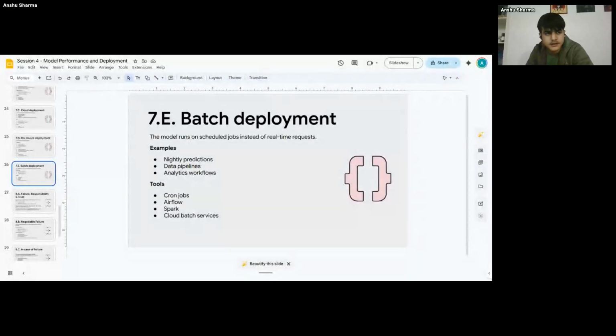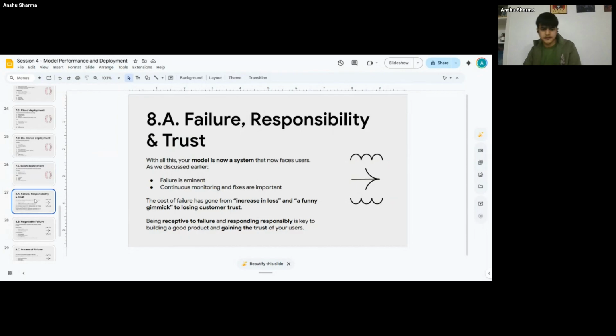Let me get back to the slides here. Okay, all right. So we talked about how we deploy our models and the types of deployments we can use. Now this is a section on, once you deploy that, how do you handle failure, responsibility, and trust, right? As we talked about earlier, users work on trust, right? A user will not remember the model's best performance. The user will remember the model's first performance, right?